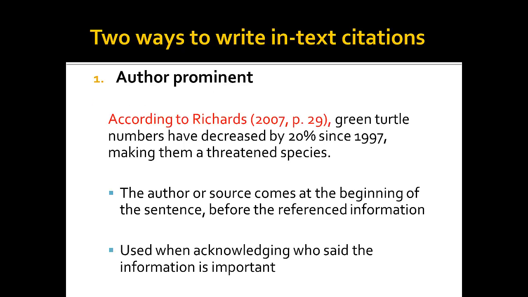So here's an example of an author prominent citation. According to Richards, 2007, page 29, green turtle numbers have decreased by 20% since 1997, making them a threatened species. So that is an example of an author prominent citation. The author's name comes before the information and it is formatted in a particular way. And this type of citation is used when acknowledging who said the information is important.